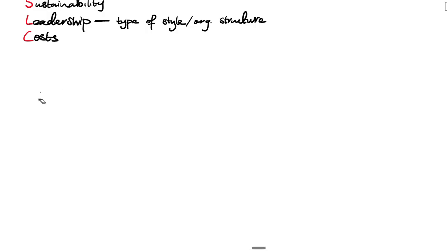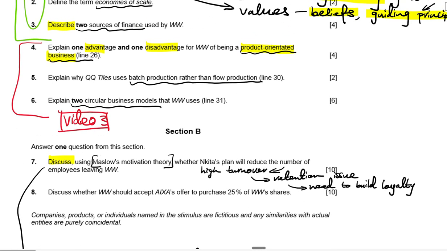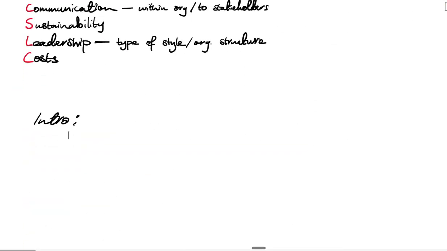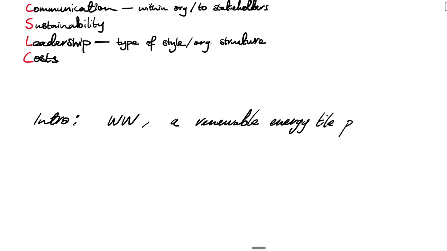We want to have an intro. Let's introduce the business or the plan, general plan that is being made. So what we're going to say is WW is a renewable, or we can say WW a renewable energy tile producer.